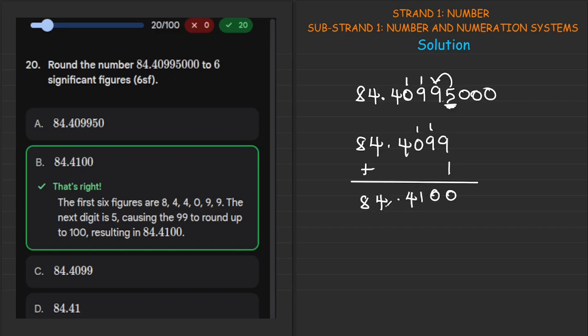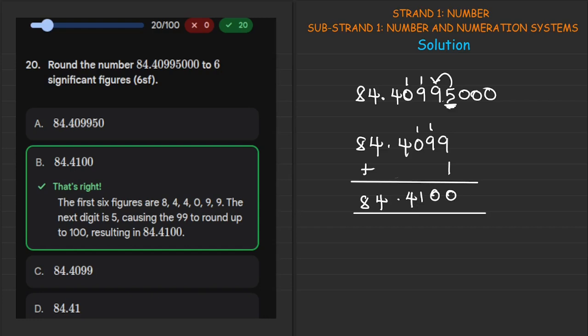Now, as to whether these are 6 significant figures as we wanted, these zeros here are trailing zeros and they come after a decimal point. So they are also significant. That is why we can still confirm that they are all significant, and hence we have what? 6 significant figures. This is question number 20.